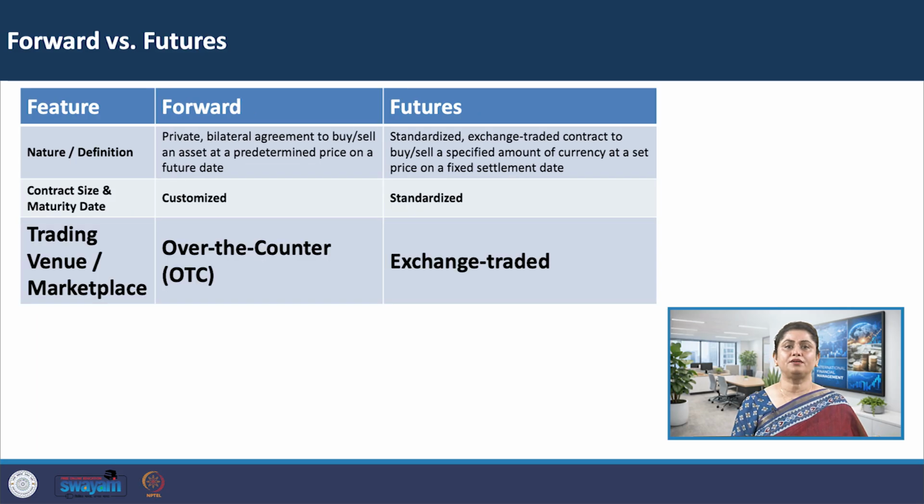Forward contracts are traded over the counter, also known as OTC. This means they are negotiated directly between the company and the bank, usually through telephone, email, or electronic dealing system, while future contracts are traded on organized exchanges. Buyers and sellers do not directly deal with each other. Instead, all transactions go through the exchange and the clearing house. This makes the process more transparent.